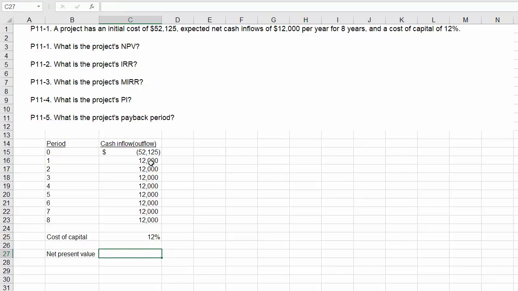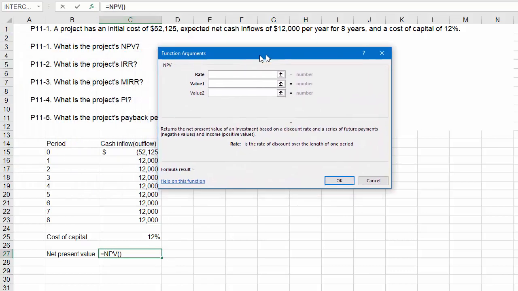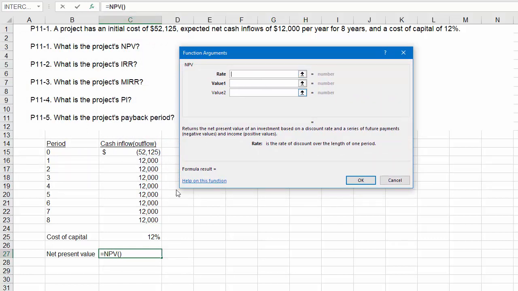So taking advantage of what Excel can do for us, we type in equal NPV, left parenthesis, and then you could put in the values right here, but instead of doing that, I'll come up here to the insert function button and call up this function arguments, and then I'll point to where the information is provided. Cost of capital is given in cell C25, and then value 1 starts in cell C16.